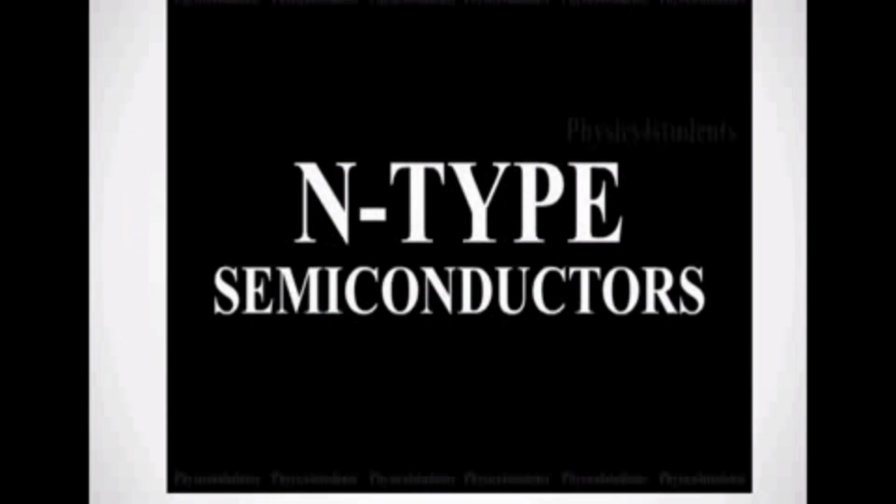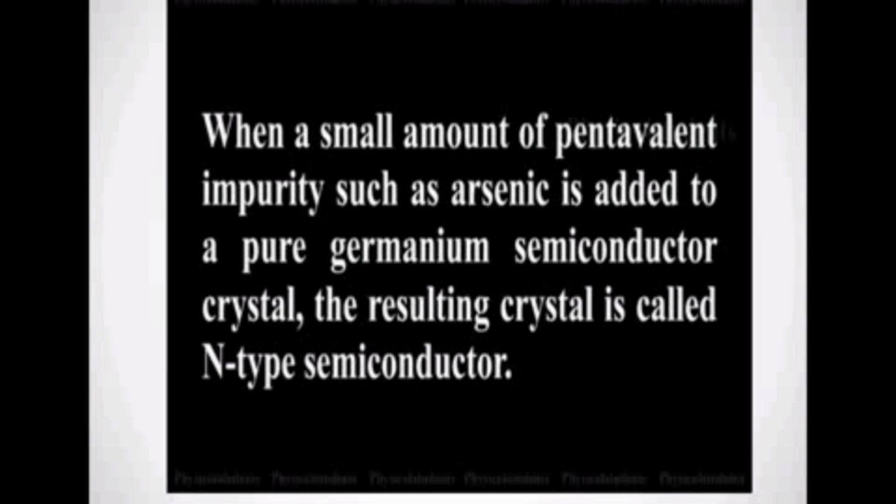Again, you can see the animation of the N-type semiconductor material. The same thing, you can see in another animation. A small amount of pentavalent impurity is added to the pure germanium semiconductor.